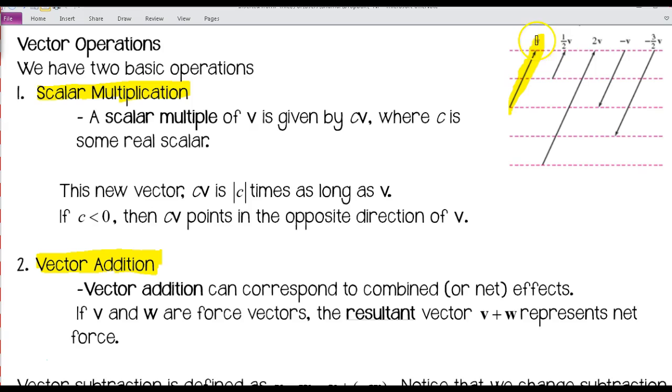So when we're multiplying by a scalar, remember this vector v has an x component and a y component, so you're going to want to multiply each component by whatever that scalar value is.